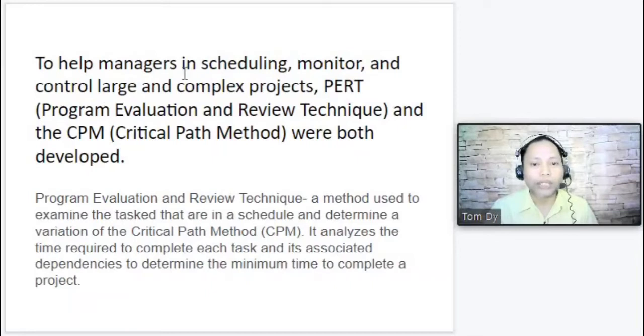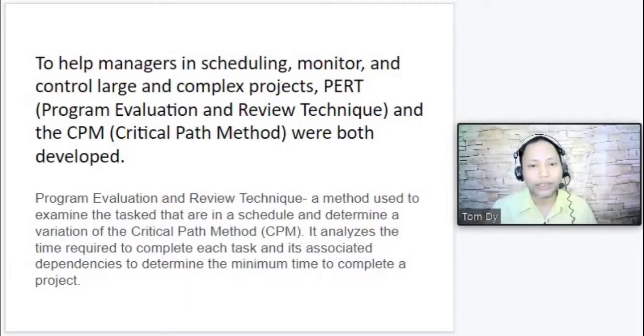Now, to help the managers in scheduling, monitoring, and controlling large and complex projects, we have what we call PERT, or the Project Evaluation and Review Technique, and CPM, the Critical Path Method, which were both developed.